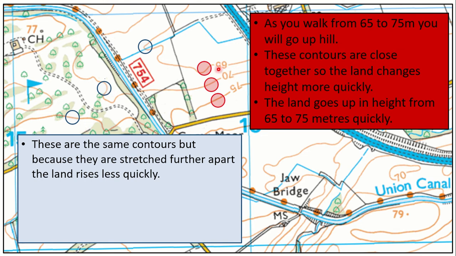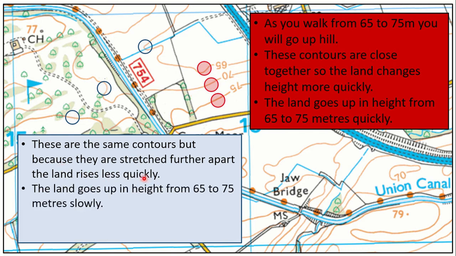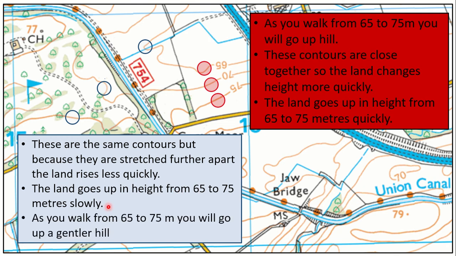They're exactly the same ones. Now, the distance between them is greater, and that means they're more stretched apart. That means it's going to take a longer time for you to climb from 65 to 70 to 75 meters, and that means the land rises less quickly. That means the land goes up in height from 65 to 75 meters slowly, and as you walk from 65 to 75 meters, you will therefore go up a gentler hill.